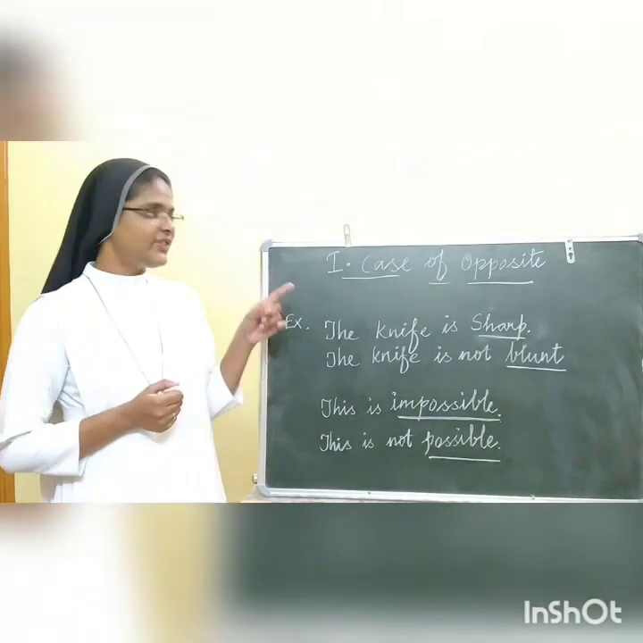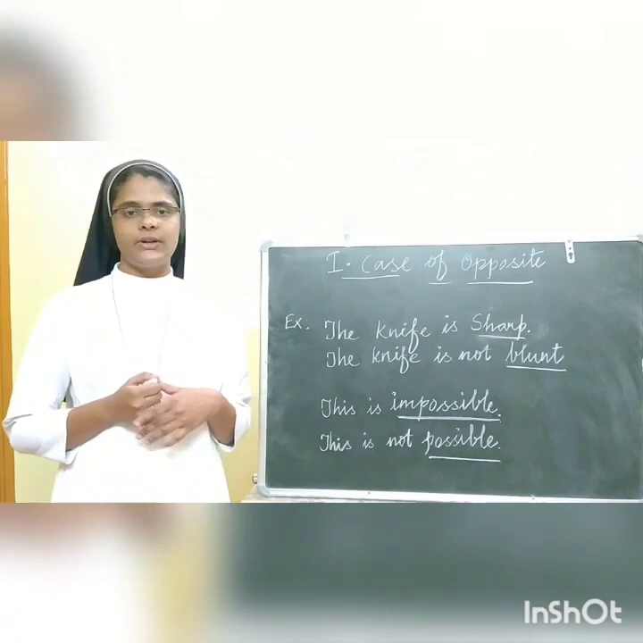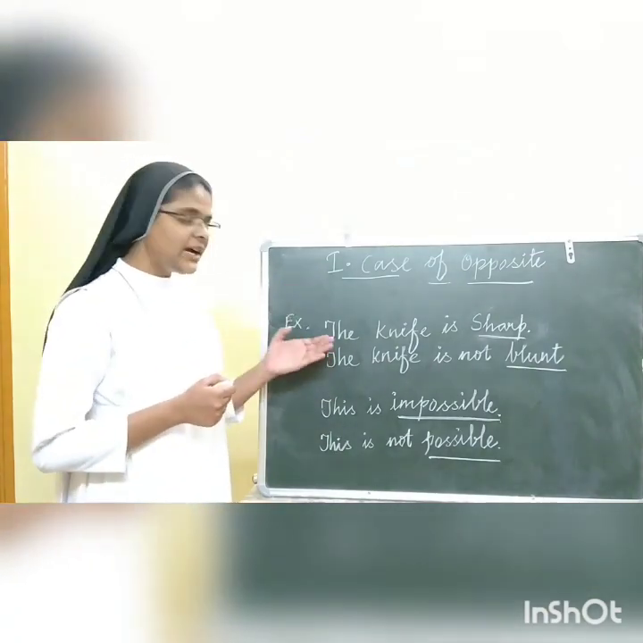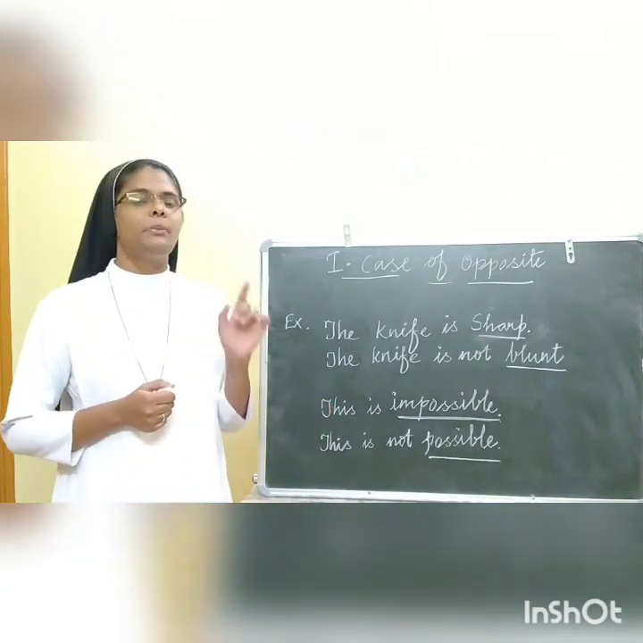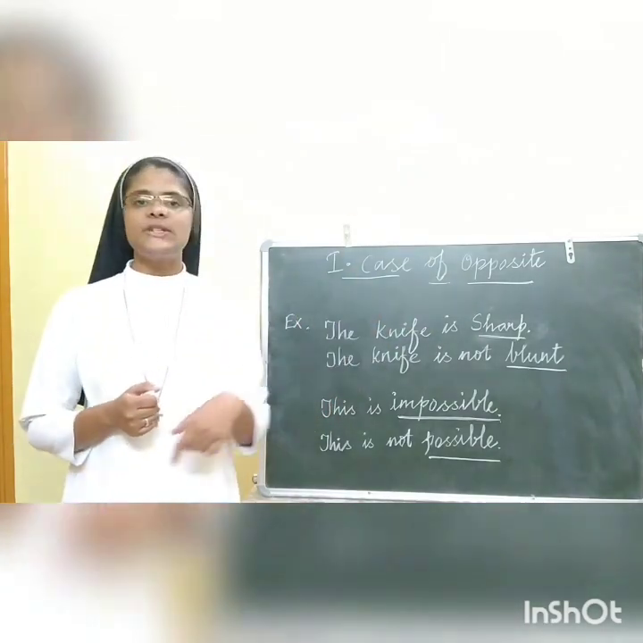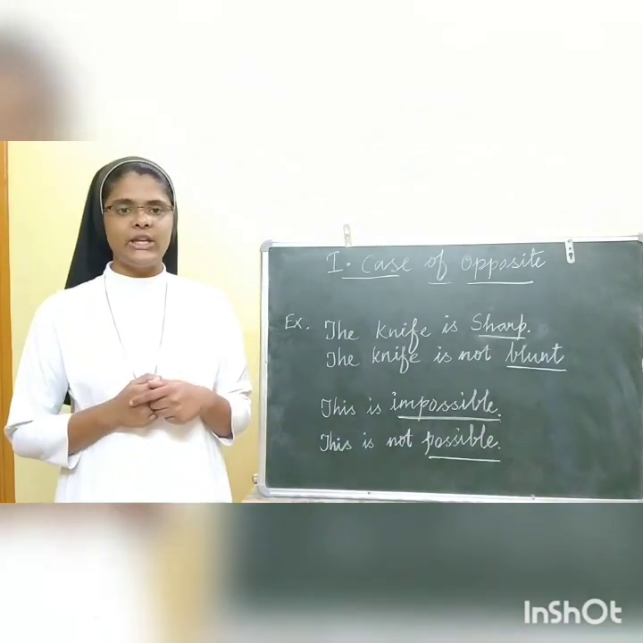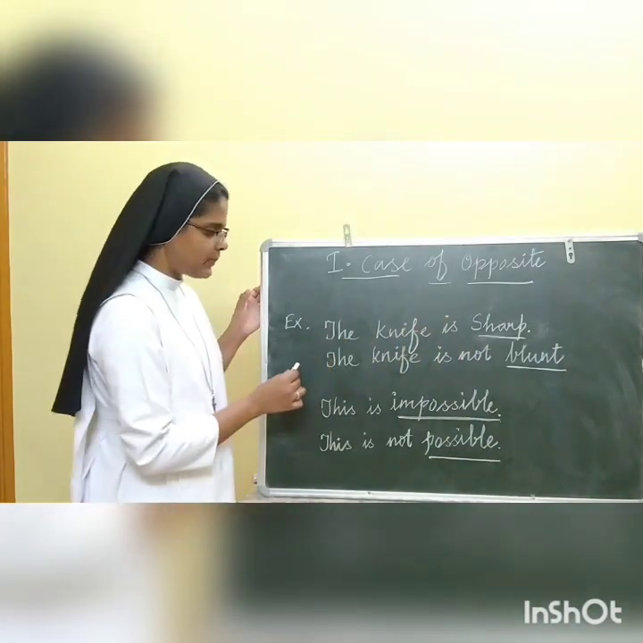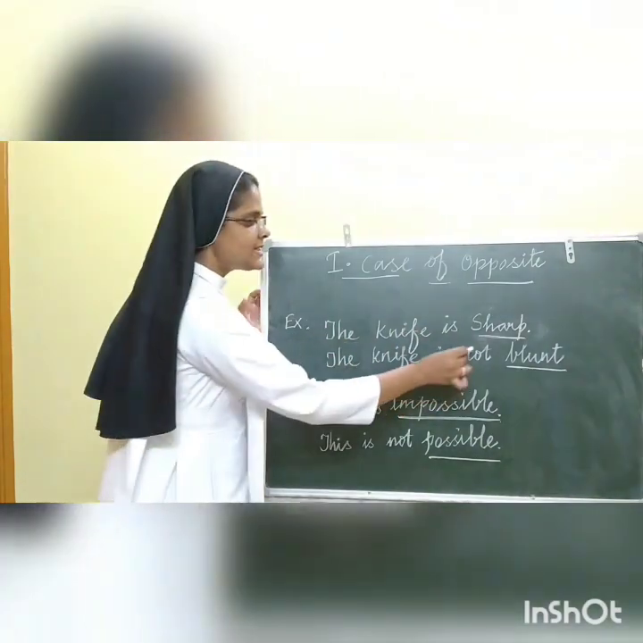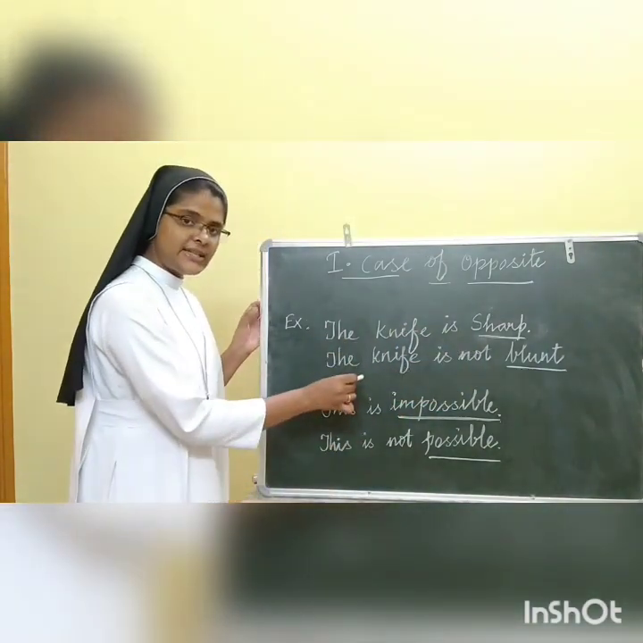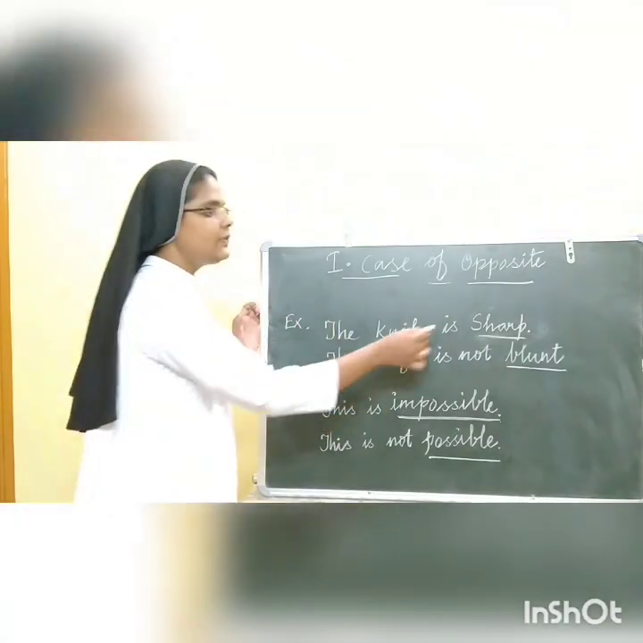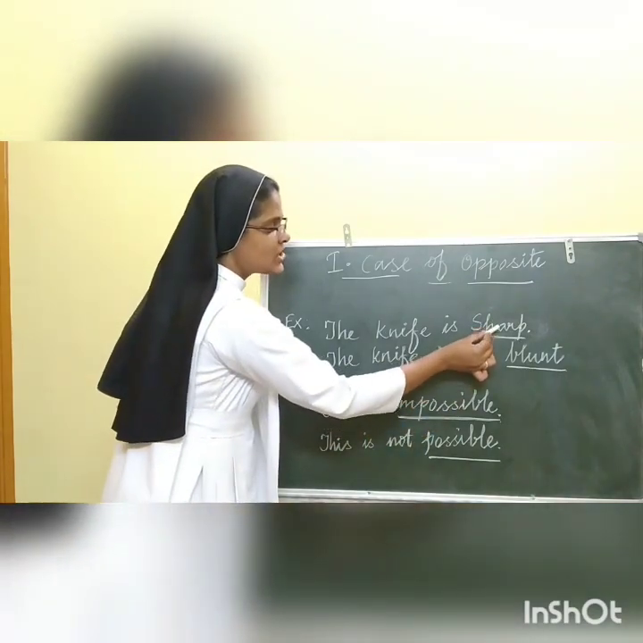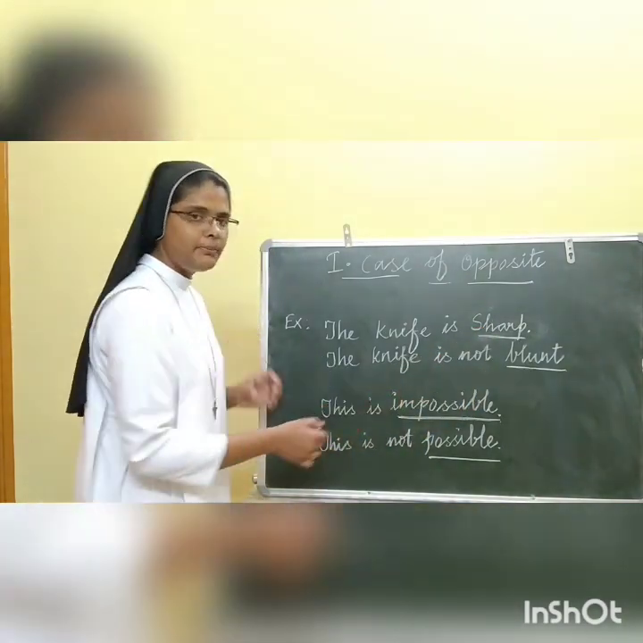Now let us see the first case, the opposite word. Here we are not going to change the meaning of the sentence. The meaning will remain the same, but we are going to use an opposite word to make a negative sentence. For example, the knife is sharp. The knife is not blunt. The meaning remains the same, but we used the opposite word. Sharp's opposite word is blunt.